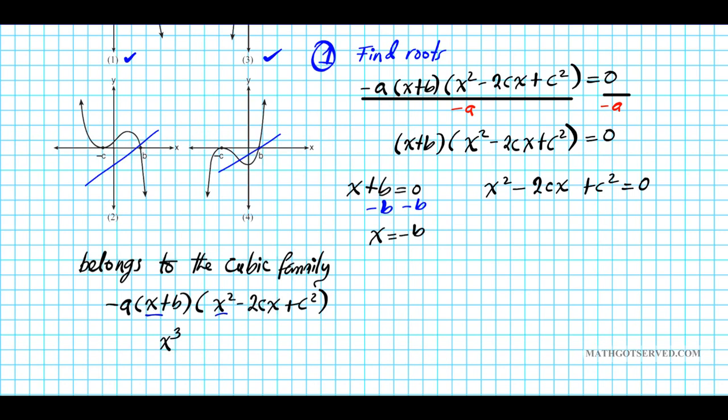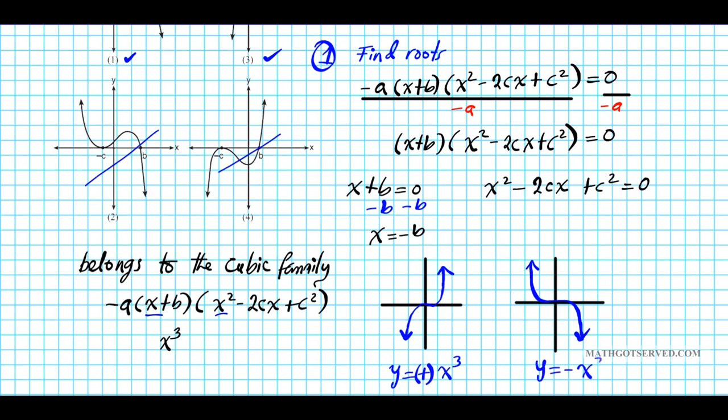So let me show you the two orientations for the cubic family. For the cubic family, it either goes from negative infinity to infinity or infinity to negative infinity. So if you have this orientation, something like this, this is y equals positive x to the third. If you have this orientation, something like this, in this case you have y equals negative x to the third.